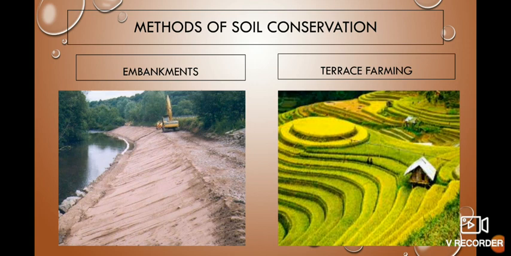There are other methods like not using chemical fertilizers, sticking to organic manure only, crop rotation, and mixed cropping. All these methods will help preserve the fertility of the soil and keep the soil from becoming infertile, so that we can grow more and more food crops.